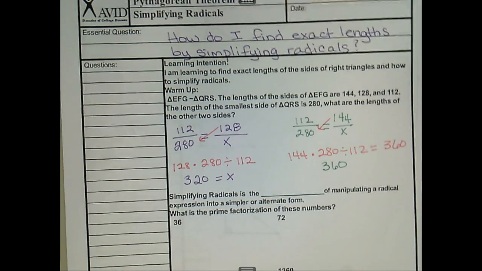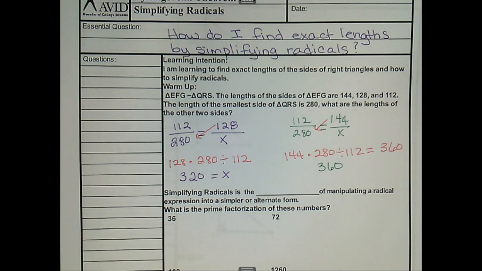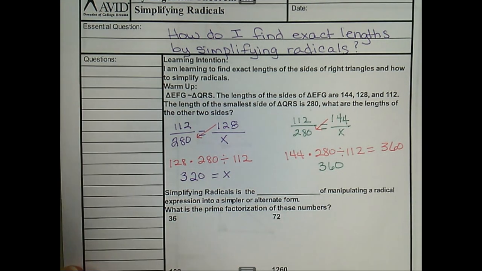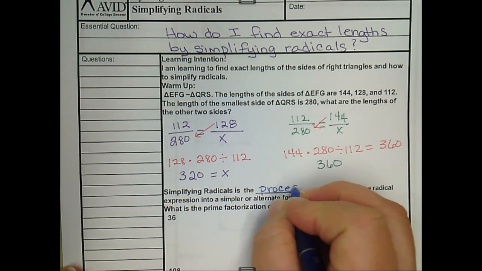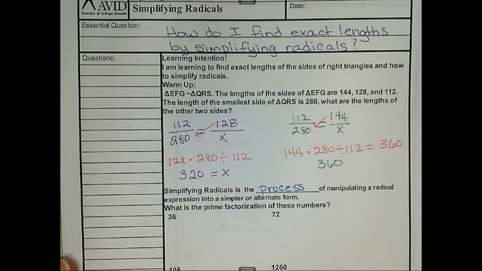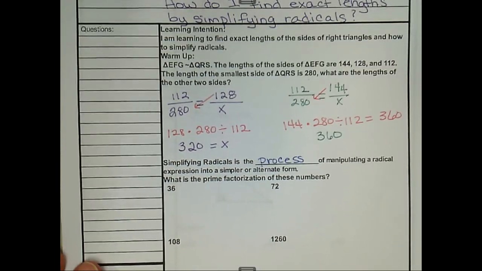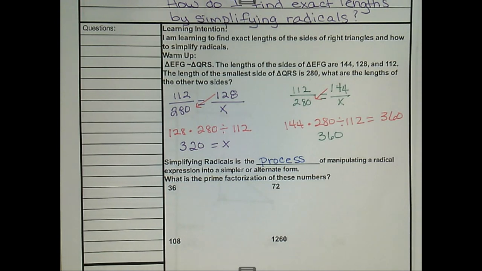So now let's go into today's lesson. Simplifying radicals is the process of manipulating a radical expression into a simpler or alternate form. So it's a process that we go through. One of the things that is not well taught in the lower grades is how to find that prime factorization. To simplify your radicals, you must find the prime factorization so you know where your factor pairs are.